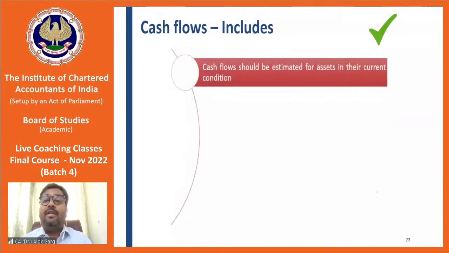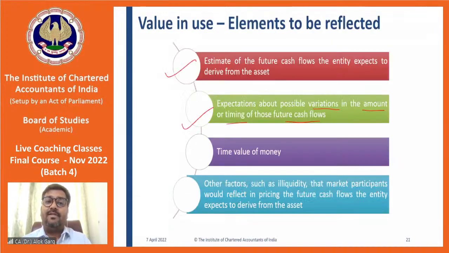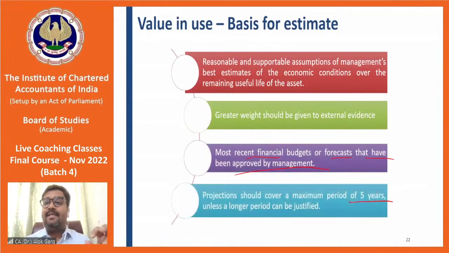Sir, what could be included in cash flow? So first of all, we have discussed what are the elements which need to be reflected. First, the estimate should be from the asset only. The possible variation during the lifetime of the asset should be clearly inbuilt into the cash flow projections, and the time value of money should be given an equal weightage, right? What could be the basis? The basis should be logical. The reasonable assumption and supportable assumption should be there. The greater weight should be given to the external evidence. Most recent financial budget or forecast should be used, right? And projection should cover a maximum period of 5 years, right?